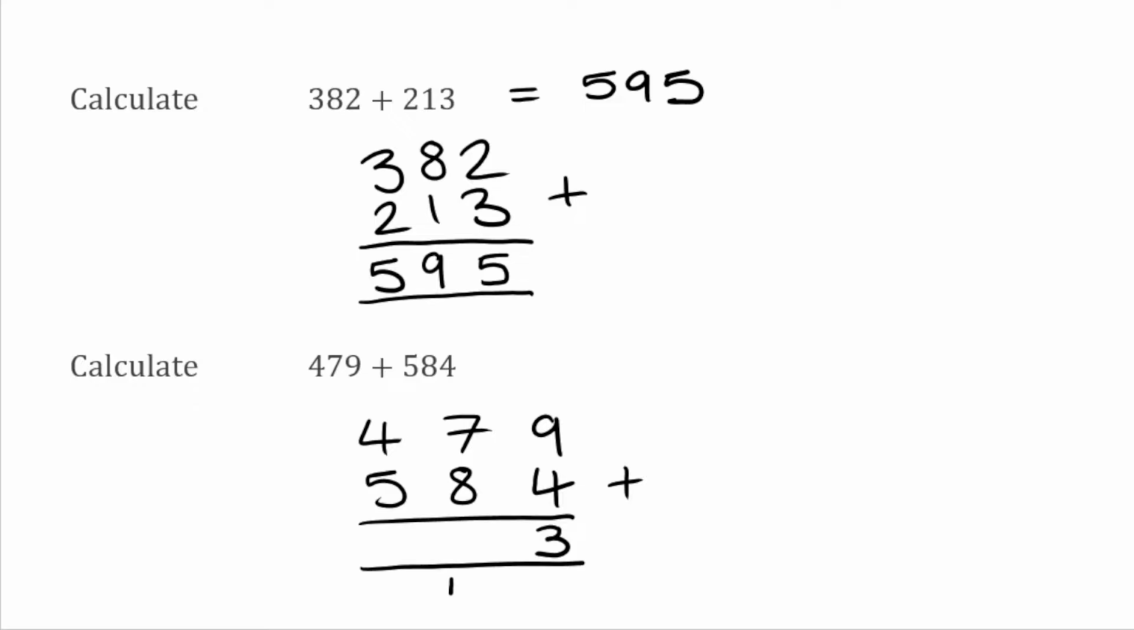Now for the tens column, I've got 7 add 8, which is 15. But then I've got to remember to add that 1, which I brought over a second ago, so that's actually 16. So I'm going to write the 6 in the tens column, but then I've got to carry that 1 over to the hundreds column. Then for the hundreds column, we've got 4 add 5, which is 9, but then we've got to add on that 1 that we brought over, so that would be 10. So our final answer for this question would be 1063.